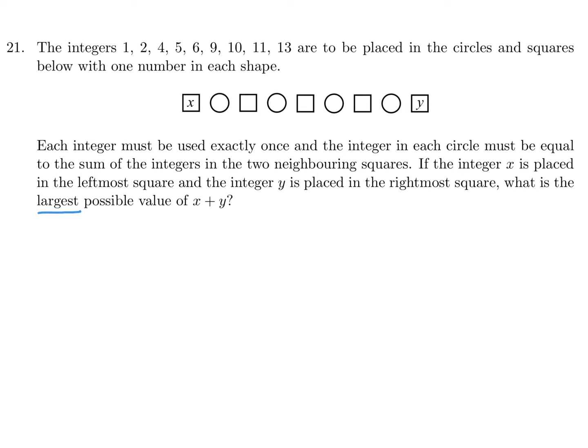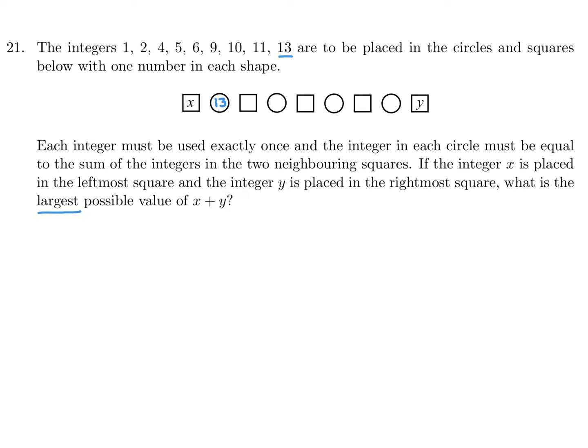Largest, so the key there is large. You gotta go as large as possible here for x and y. Okay, well, if I want x to be as large as possible, let's start with the largest number. But I can't put that in x. I've got to put that here. That 13's got to go there. Why? Because the two neighboring squares have to add up to 13.